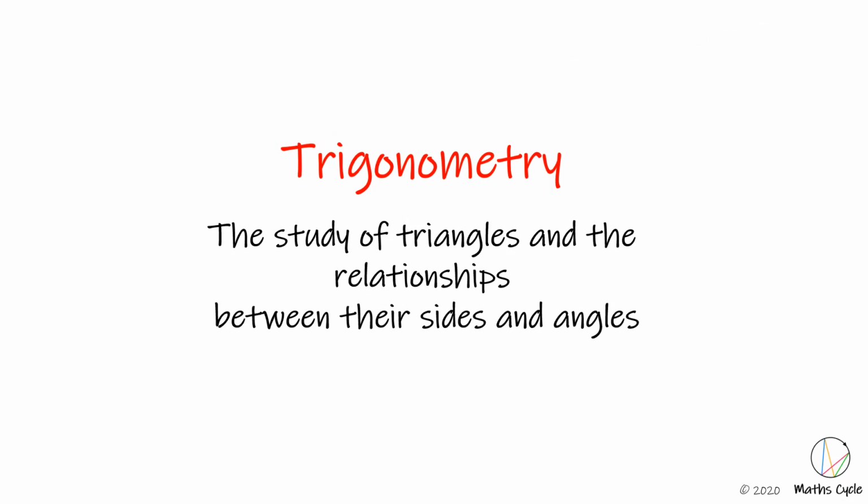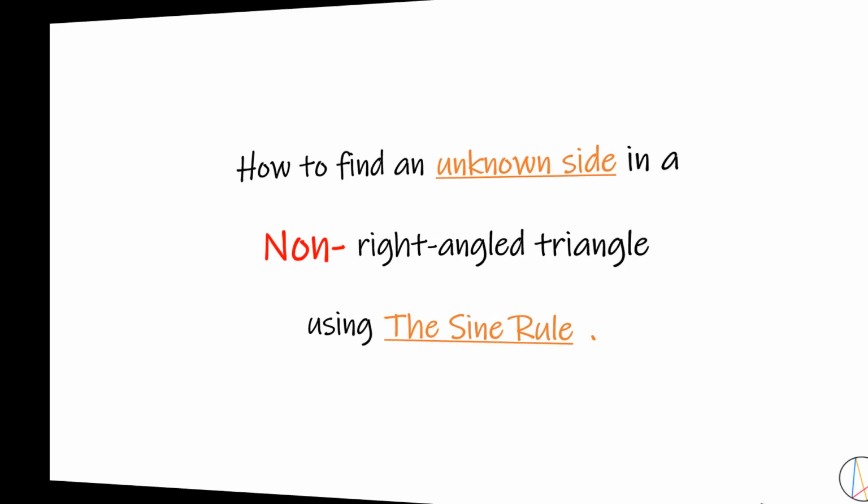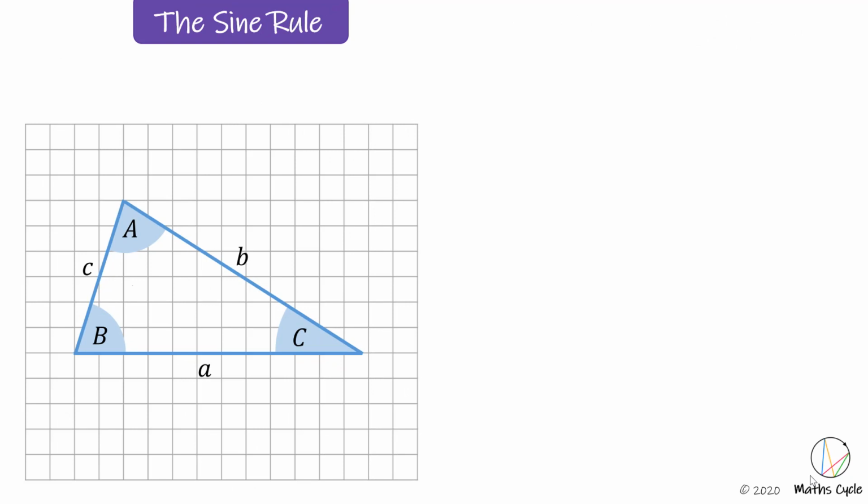Trigonometry, the study of triangles and the relationships between their sides and angles. In this video, we will look at how to find an unknown side in a non-right angle triangle using the sine rule. The sine rule works by providing two equal ratios that we can use to find an unknown side. The ratios are formed by using an angle matched with the side opposite.